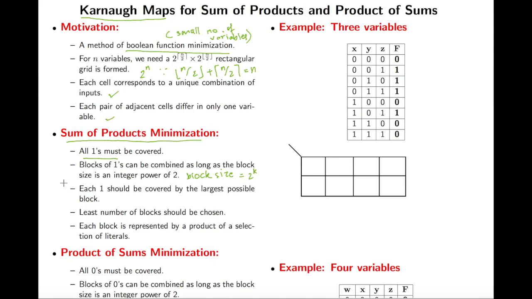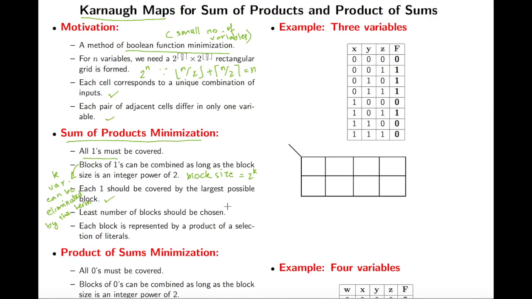This means that k variables can be eliminated by the term which represents that block. So if a block is of size 2 to the k, then we can eliminate k variables from the corresponding representative term. And each one should be covered by the largest possible block. This is self-explanatory, because if a one can be covered by a larger block, then we should use that, so that we end up with a minimal expression.